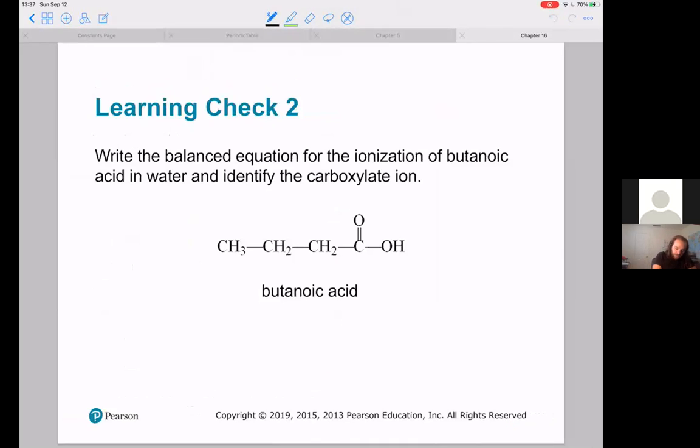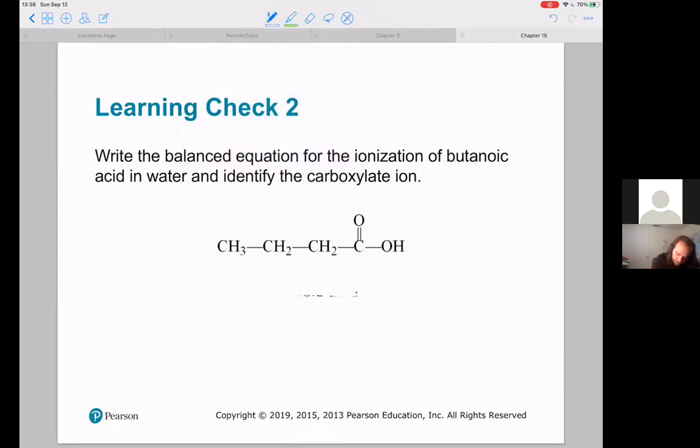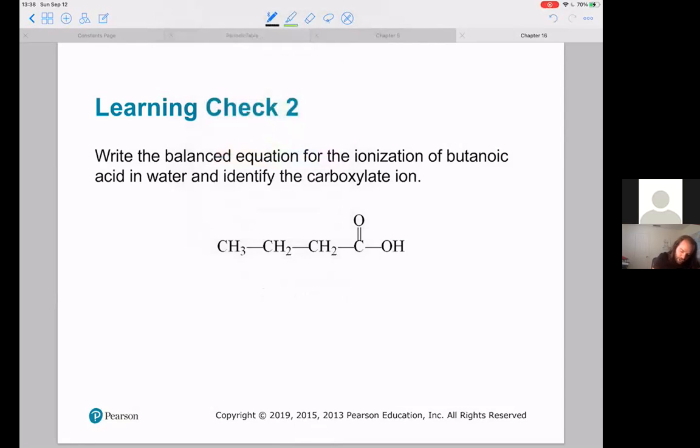Okay, so write the balanced chemical equation for the ionization of butanoic acid in water to form its carboxylate ions. Let me actually make some room here. Butanoic acid is 4 carbons, right? So I'm going to draw my 1, 2, 3, 4 carbons. Put my carboxylic acid group on there. And importantly, it's going to be this hydrogen that's about to be donated, right?